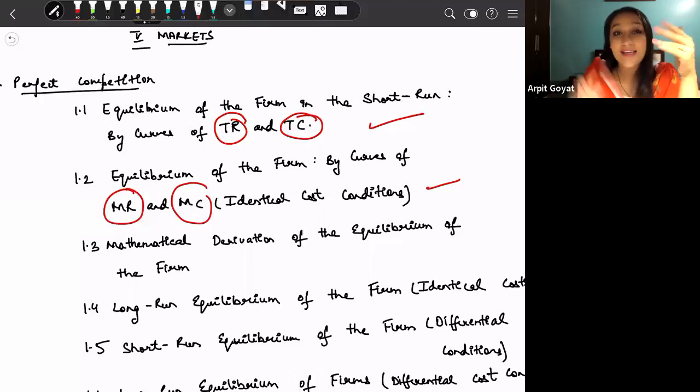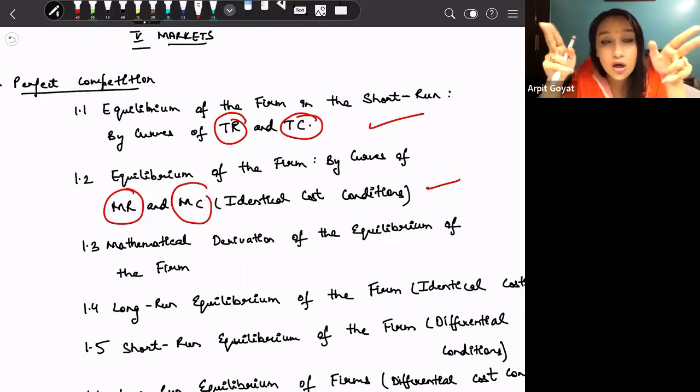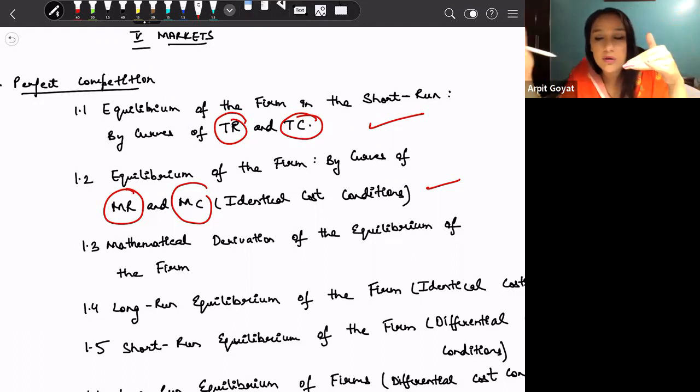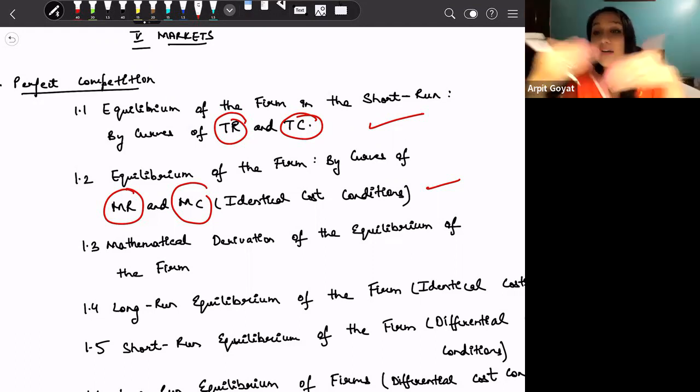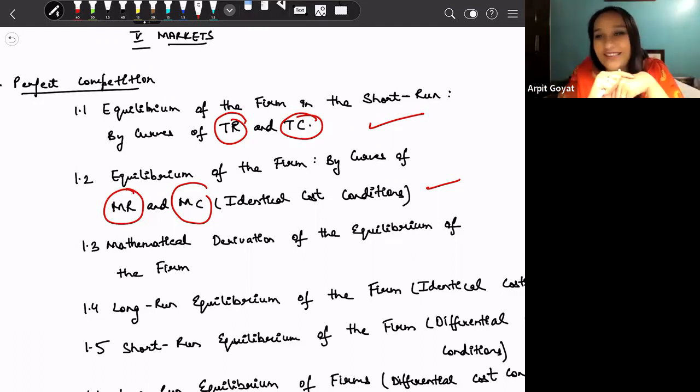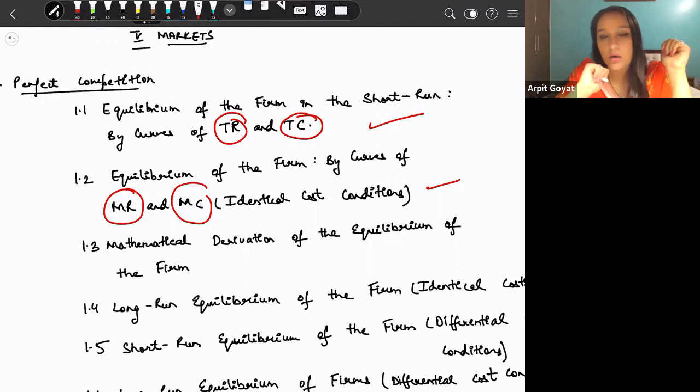In the exam also you can get two conditions. Suppose we say that TR should be equal to TC, MR should be greater than MC. What should the relationship be? You will get 4 such options. So that is why you should know equilibrium of the firm using both these concepts.